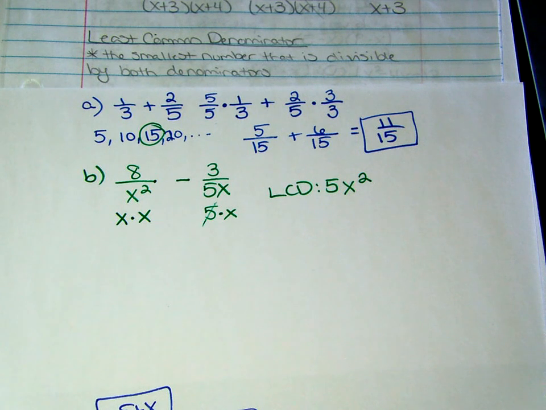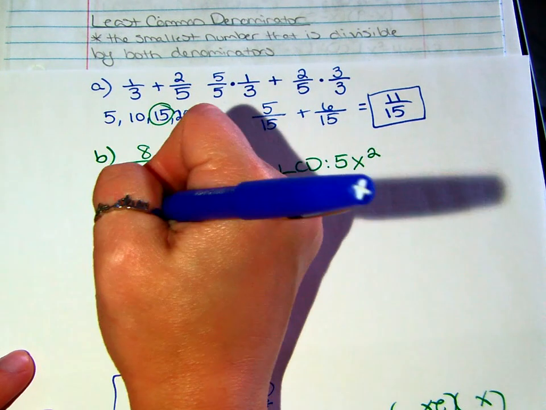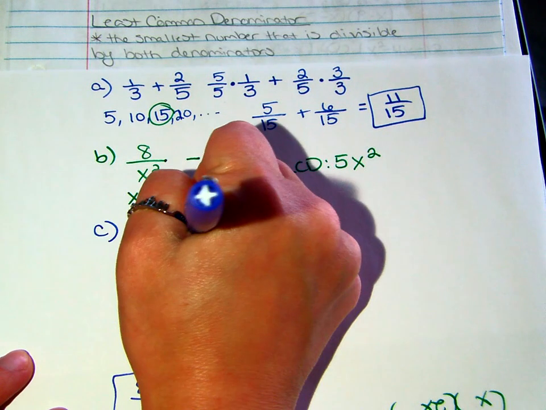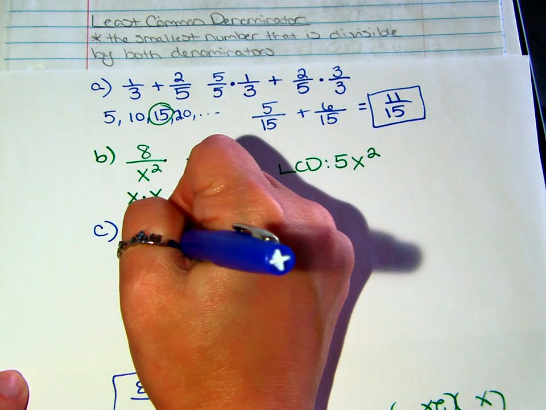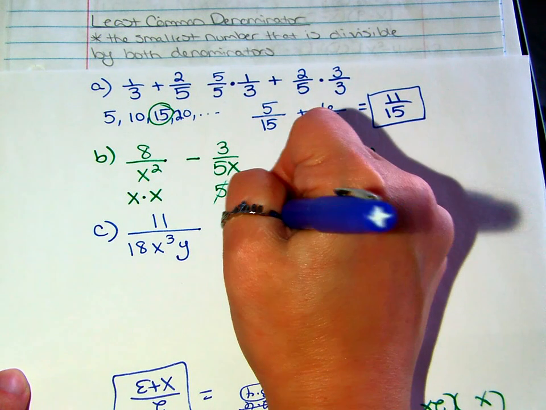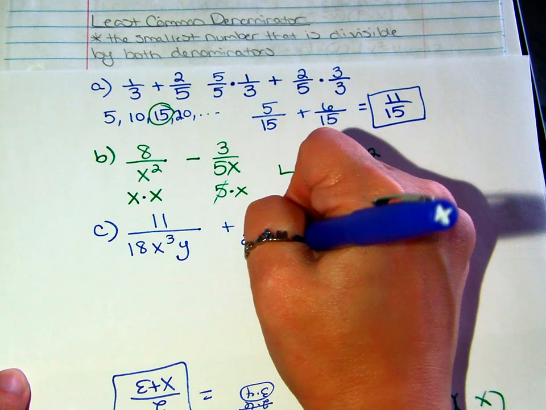Let's do another one. We don't have to keep going with this one because we're just finding the LCDs. Which is good because this next one's a little bit more messy. Over 18x to the third y plus 5 over 20x squared y to the third.